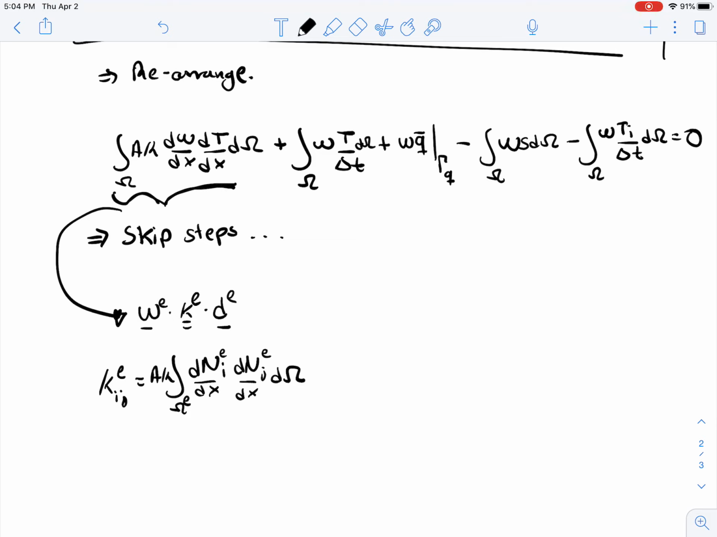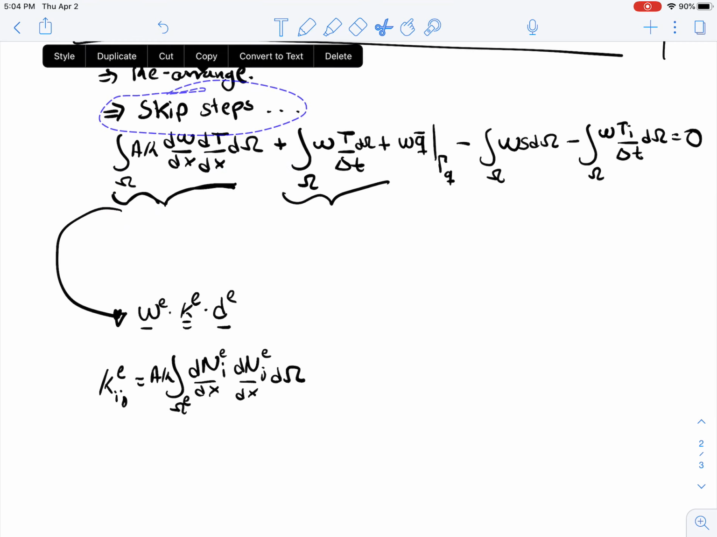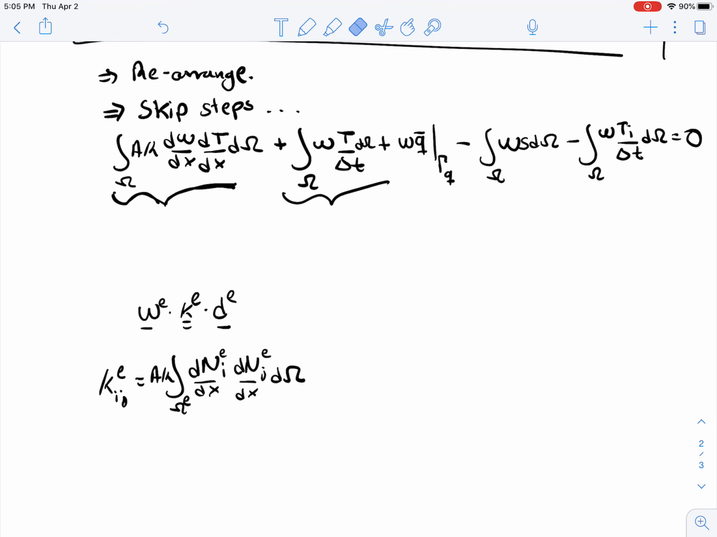So this term right here gives me the standard stiffness matrix, so no worries about that. This term right here is new. We haven't seen this type of term before. And when you introduce the discretization of the shape functions, this is gonna give you a new matrix that I'm gonna call the mass matrix.